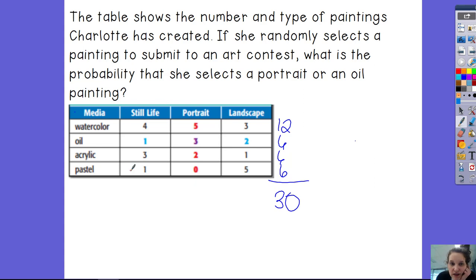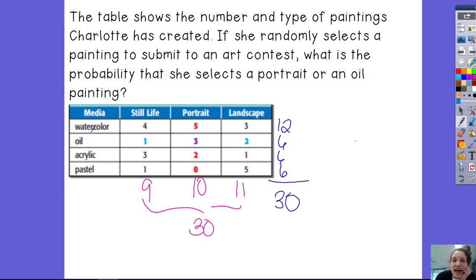Then she also has 3 different types of paintings: still lifes, portraits, and landscapes. So if I add up all the still lifes, I would get 9 still lifes. If I add up all the portraits, I would get 10 portraits. And if I add up all the landscapes, I would get 11 landscapes, which, if I add up the 9 still lifes, the 10 portraits, and the 11 landscapes, should also add up to 30. So there are 30 total paintings that Charlotte's created.